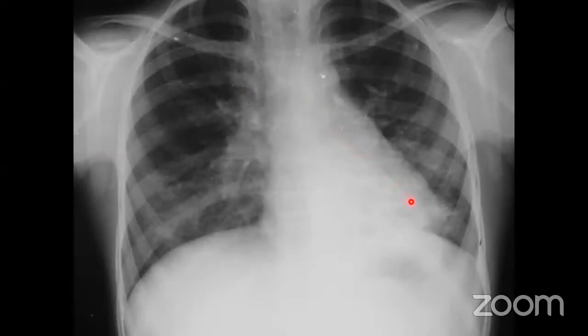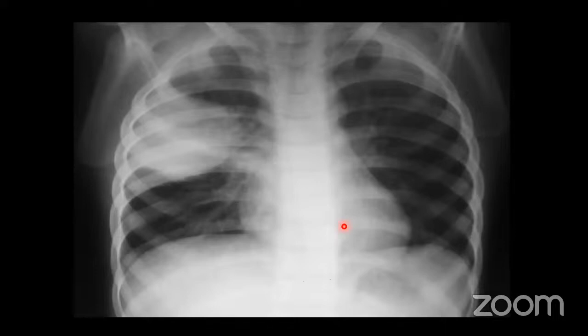There is some denser shadow behind the cardiac silhouette. This is the left border, and this is the denser shadow. So retrocardiac pneumonia you cannot miss. If you see some demarcation zone over here, you must get a lateral view done, or you can go for a chest MRI or CT.